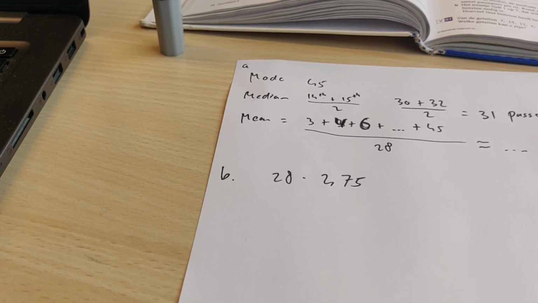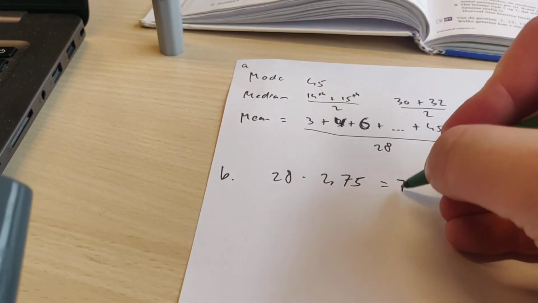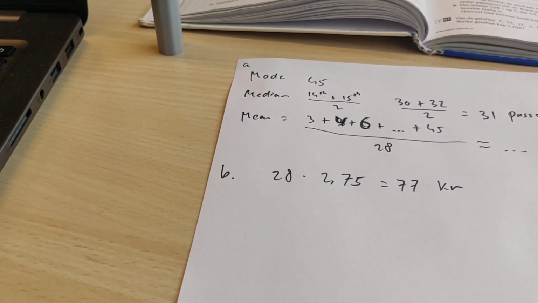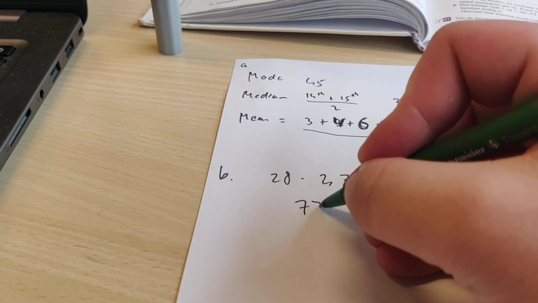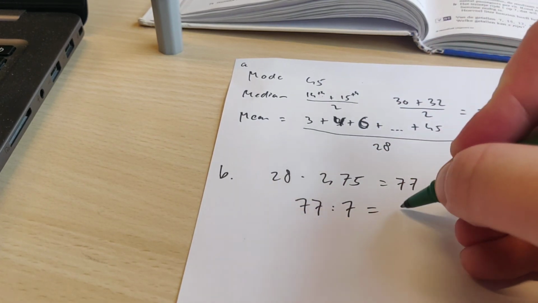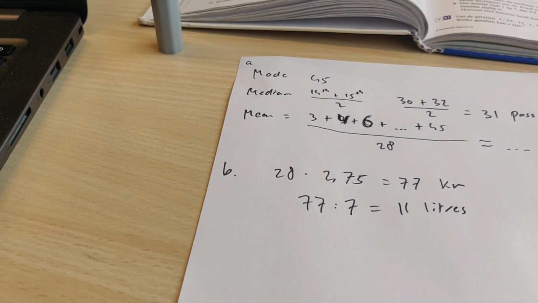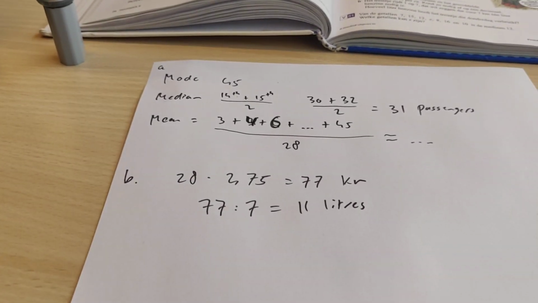Let me just type that in real quick. This is 77 kilometers in total. Now the train consumes 1 liter of fuel for every 7 kilometers. So if you do 77 divided by 7, then this day cost us 11 liters of fuel. So this is the answer for exercise 55.